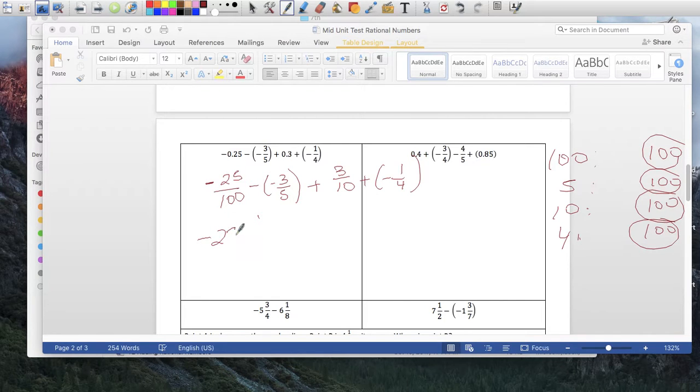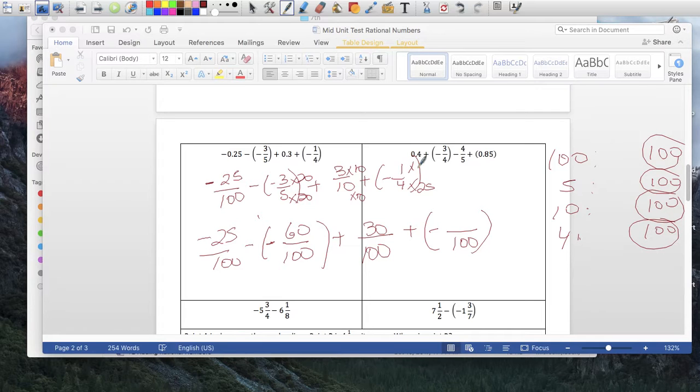So this stays 25 over 100 minus, and this is going to change to 100, and we're going to get times 20, and then times 20, which is going to be 60, plus this is going to be 100, right? So it's times 10. 10 times 10 is 100, times 10 here is 30, and plus, I'm going to change this to 100 too. It's going to be 100 times 25, and then top times 25, and you get 25. Now they're all the same, so we can do 2 at a time.